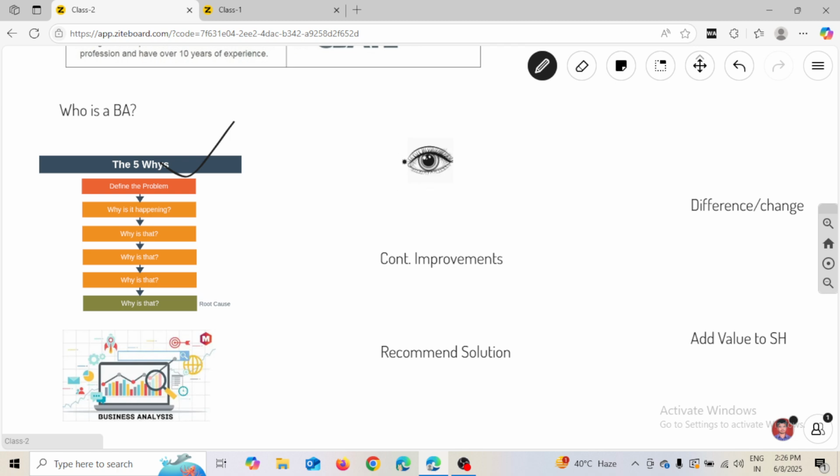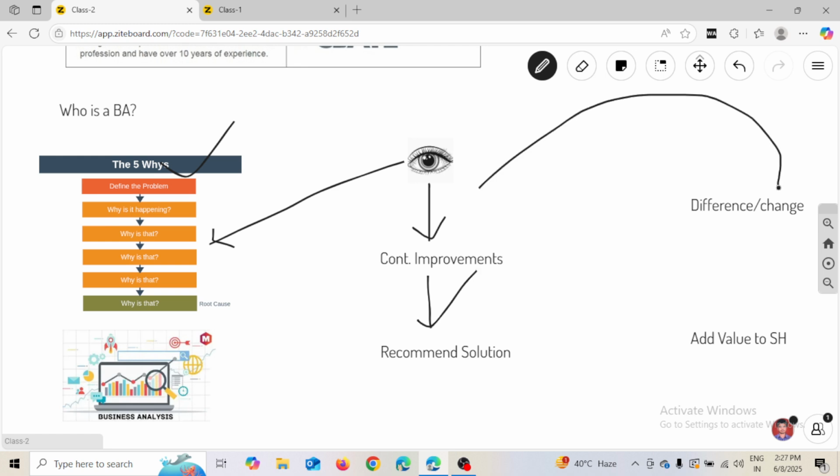closely looks over the process and suggests continuous improvement or recommends some solutions that enable some change or make some difference in the existing, or as-is, situation, converting it from as-is to to-be, that adds value to the stakeholders.